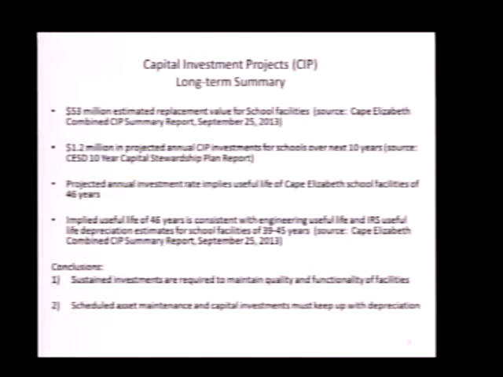Cape Elizabeth School's facilities represent the largest taxpayer-funded capital asset in Cape Elizabeth. The school facilities alone have an estimated replacement cost value of over $50 million. As shared with the entire community in August and September of this year, the Buildings and Grounds Committee provided a 10-year capital stewardship report. The key conclusions were, one, sustained investments are required to maintain the quality and functionality of the school's facilities, and two, scheduled asset maintenance and capital investments must keep up with depreciation.